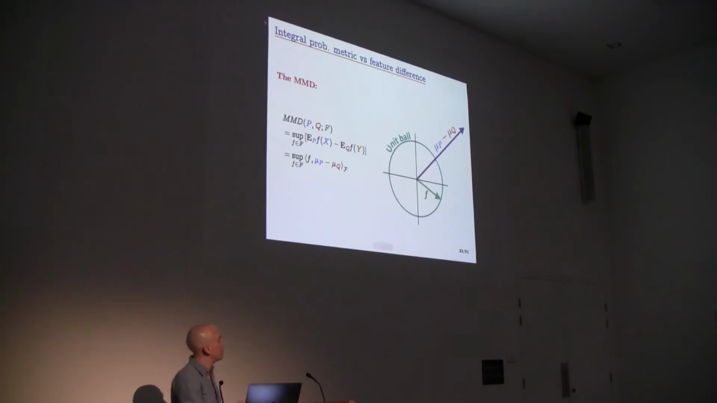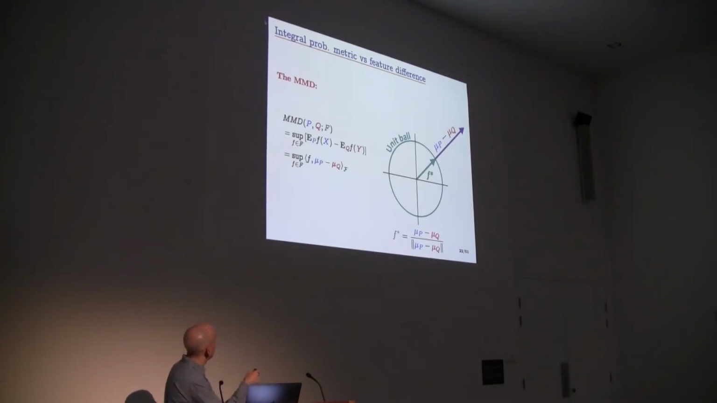Well, let's look at this graphically. We have mu p minus mu q, so this is some vector in some high-dimensional feature space. I have some f, and I want to maximize the dot product of this f in the unit ball with mu p minus mu q. So what is the vector that does that? Well, it's not this or this, right? It's the unit vector that aligns itself with this vector here. So the best f, the f that attains the supremum, is the vector itself, mu p minus mu q, divided by its norm.